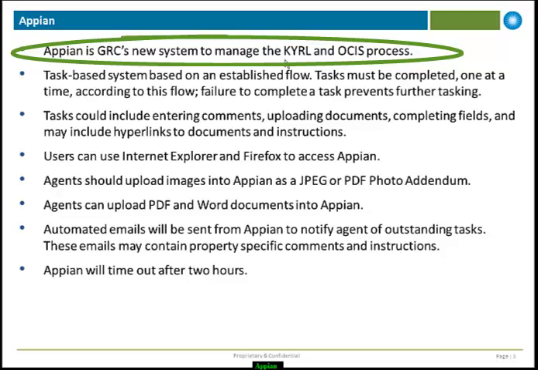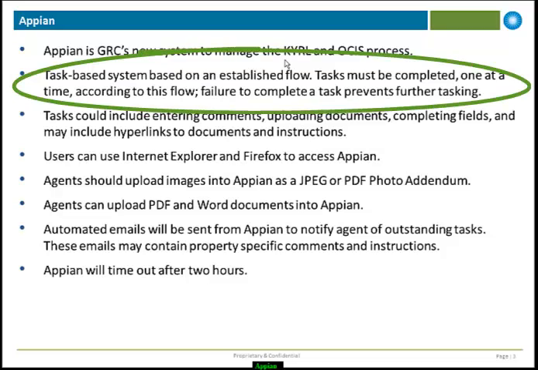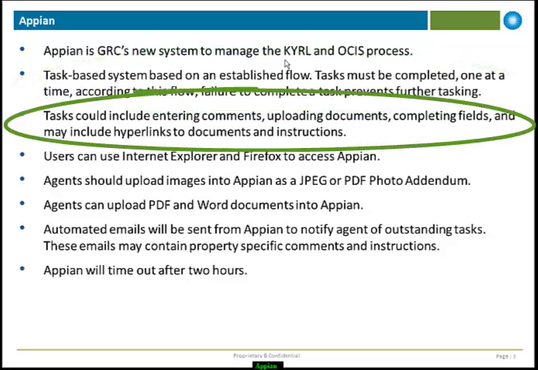Appian is Green River's new system to manage the KYRL and OCIS process. This system is task-based on an established workflow. Tasks must be completed one at a time according to this flow. Failure to complete a task prevents further tasking. Tasks could include entering comments, uploading documents, completing fields, and may include hyperlinks to documents and instructions.